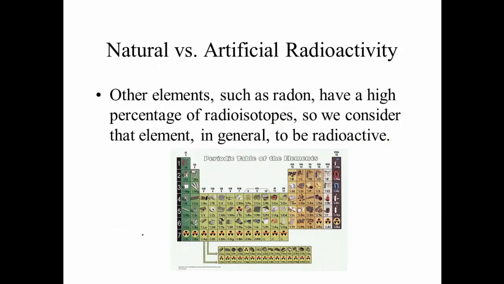Other elements down here at the bottom of the periodic table are good examples, such as radon, our noble gas. Radon has a very high percentage of radioisotopes, so we do consider that element in general to be radioactive. Even though there might be 1 or 2 isotopes of radon that are stable, the vast majority are unstable, and therefore we say that element is radioactive. You might notice that all these elements down here at the bottom of the periodic table have that radioactive symbol, not the lanthanides, but the bottom half of the rare earth elements and this bottom row down here. We'll talk about that in a minute, but basically everything beyond bismuth is radioactive naturally.